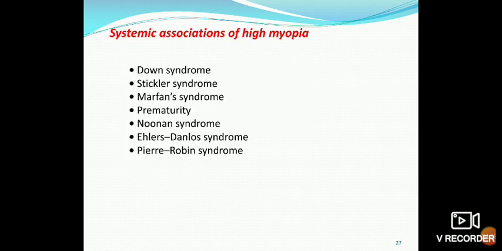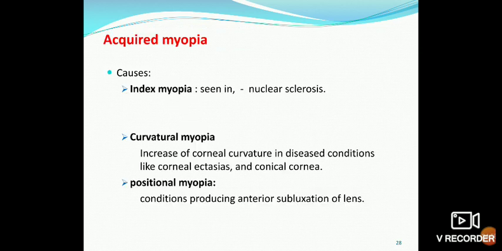Okay. Systemic associations of high myopia. High myopia is commonly seen in patients having Down syndrome, Stickler syndrome, Marfan syndrome, prematurity, Noonan syndrome, Ehlers-Danlos syndrome, Pierre Robin syndrome. So these are the systemic associations of high myopia.